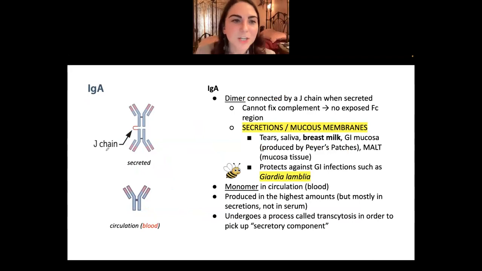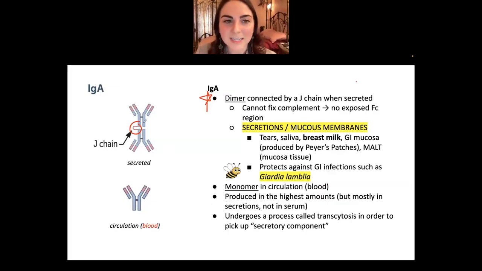Okay, so IgA is found mostly as a dimer in secretions, and this is more clinically relevant. It also has a J chain, so now we have 2 antibodies with J chains. IgM has a J chain, IgA has a J chain. When it's secreted and found in those secretions, so think mucous membranes, your GI tract, tears, saliva, breast milk, all that stuff, those are all secretions. It's going to exist as a dimer.